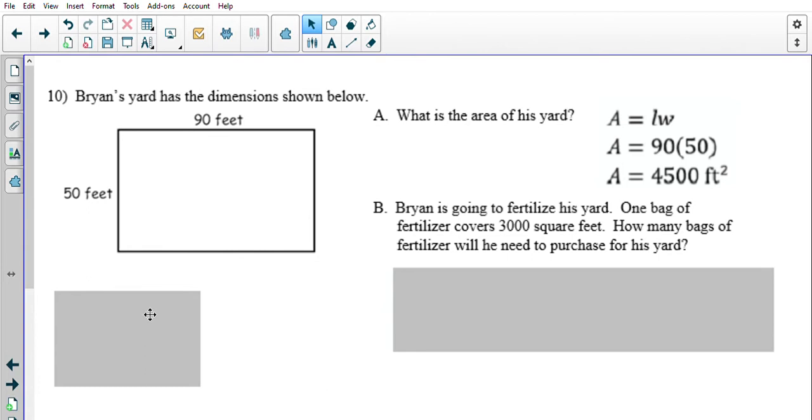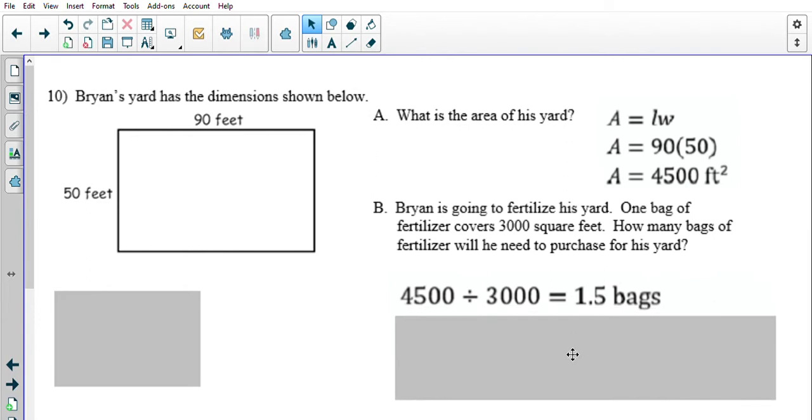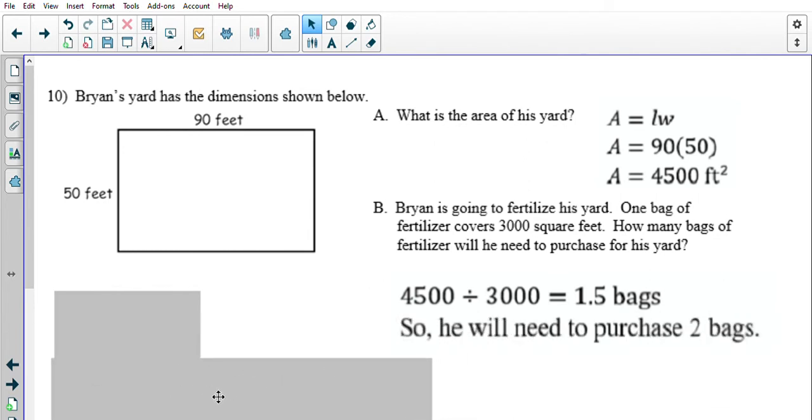Part B, Brian is going to fertilize his yard. One bag of fertilizer covers 3,000 square feet. How many bags of fertilizer will he need to purchase for his yard? So first of all, it's a 4,500 square foot yard. We're going to need more than one bag here. So one way to do this is to take 4,500, the total area, divided by the amount covered by each bag, which is 3,000. 4,500 divided by 3,000 is going to get us 1.5 bags, but you can't just buy half of a bag, so that means you're going to have to buy 2 bags. And you might realize that without having to show this division step, and that's fine. Again, 2 bags is going to cover 6,000 square feet, which is going to give you enough with a little extra left over.